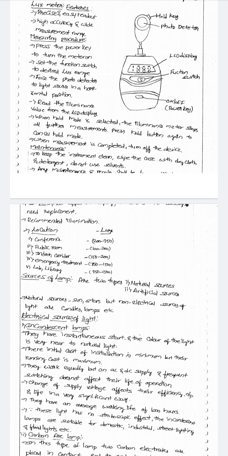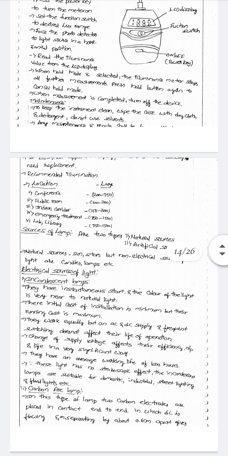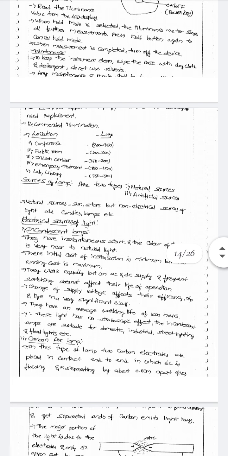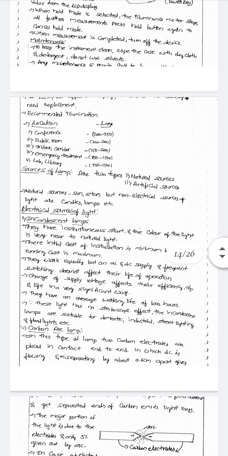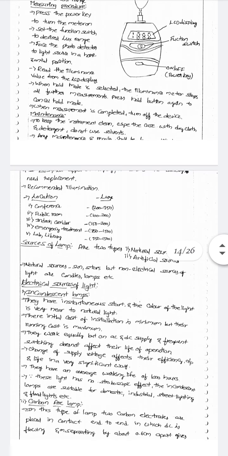Next, sources of light. Which types of source? Natural source and artificial source. We have to use these two. Natural sources are the sun and stars, but non-electrical sources are candles and lamps. Okay, this is about the entire polar curves.